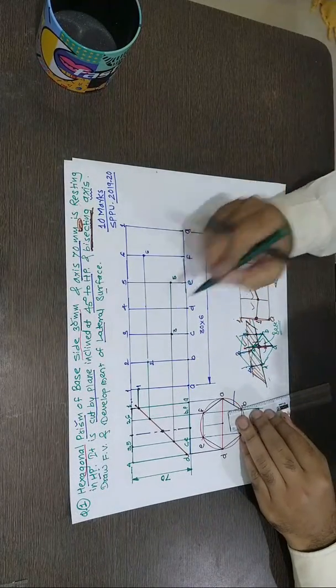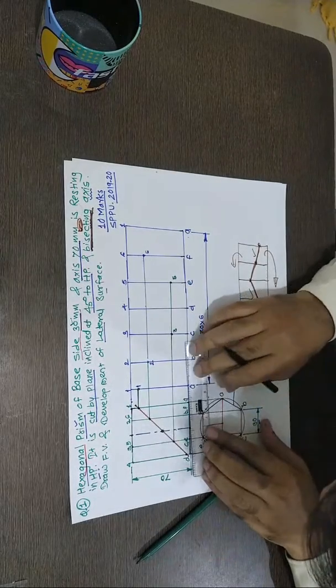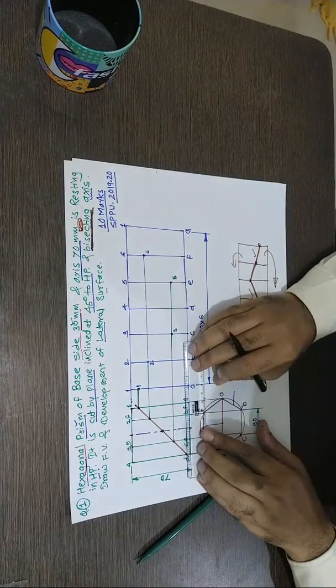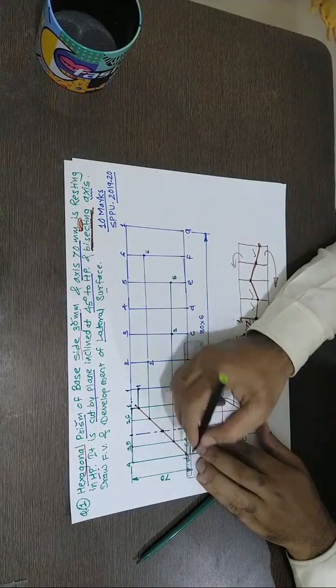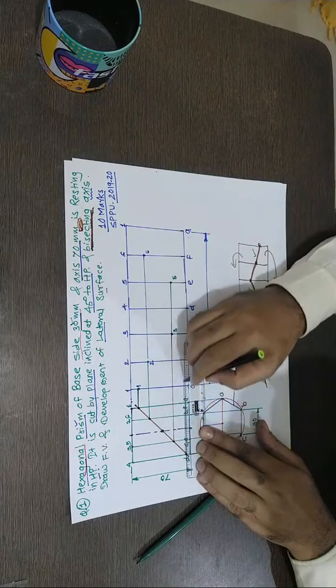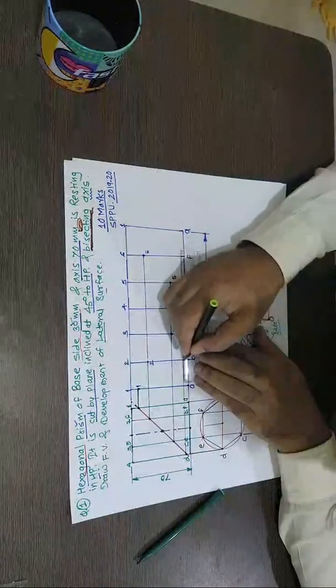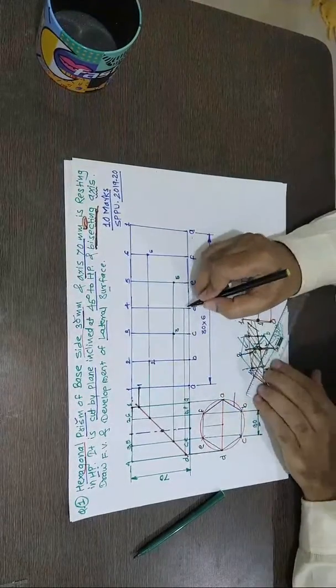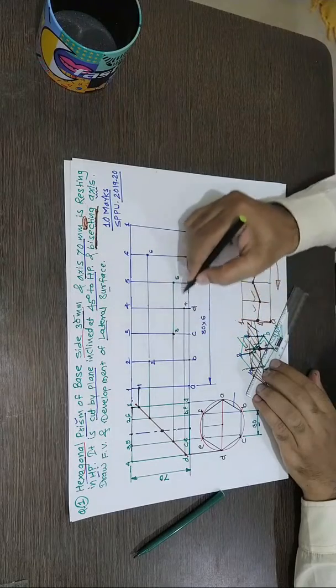What is left is 4. Okay, so this is D4. It's coming very near to the base. Take a projection up to D4. Yeah, so this is 4. So I got all the points: 1, 2, 3, 4, 5, 6.